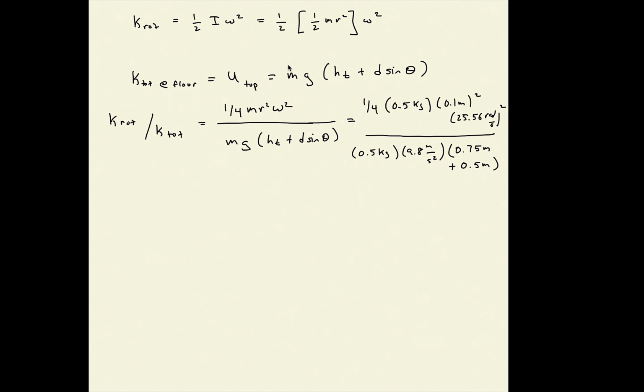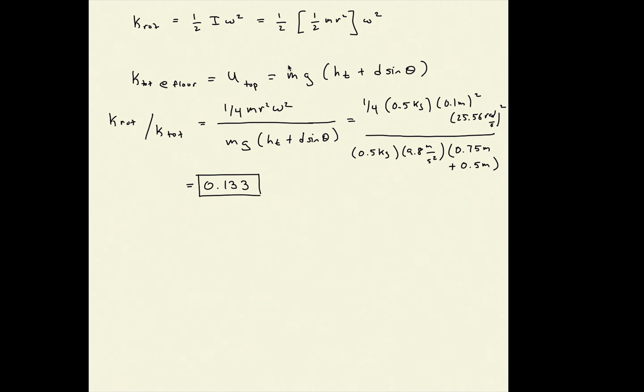All right, divide these guys out, and this ratio comes out to be about 0.133. No units, since it's a ratio of two things. Boom. So we compared the rotational kinetic energy at the bottom to the total kinetic energy at the bottom, which by conservation of energy equaled the total gravitational potential energy at the top.